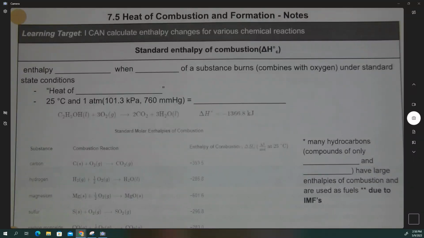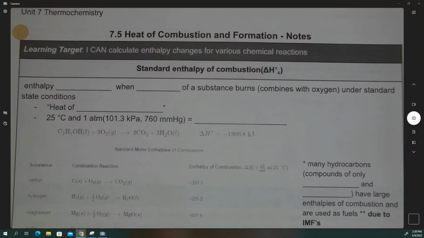Today's lesson is going to be on 7.5, the heat of combustion and heat of formation. Our learning target for this section is I can calculate enthalpy changes for various chemical reactions. The first thing that we're going to look at is what is known as standard enthalpy of combustion.